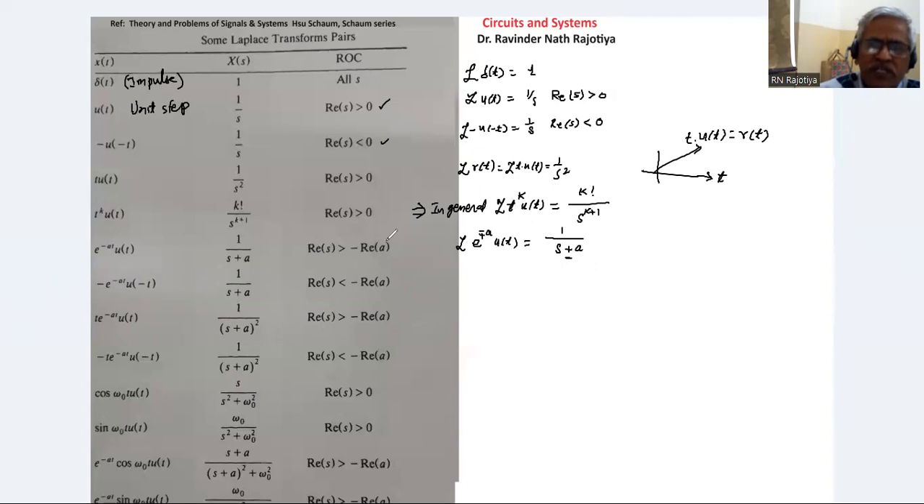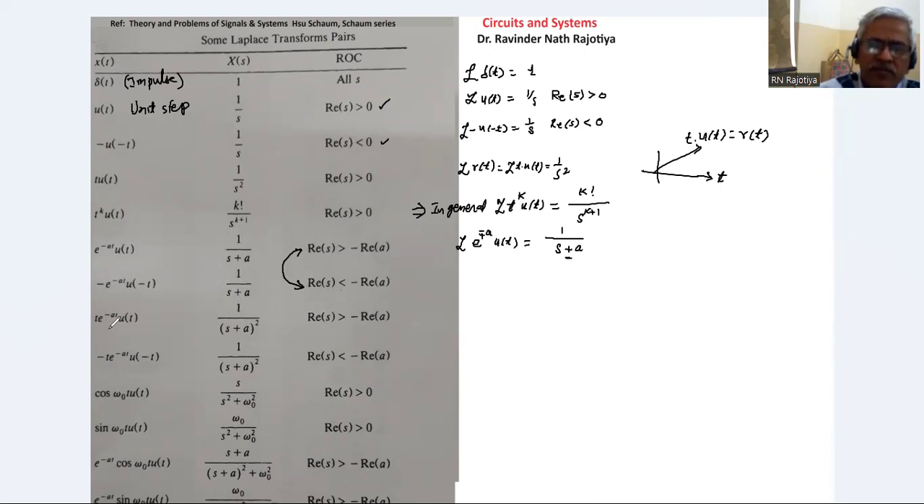So this is the generalized formula, and you can see how the ROC will change. For the case minus e power of minus at u of minus t, again you get Laplace as equal to 1 by S plus A, but see the difference between how the ROCs are calculated. It is a similar way as you did with the ut. So in this case, the real part of the S is less than negative of real part of A.